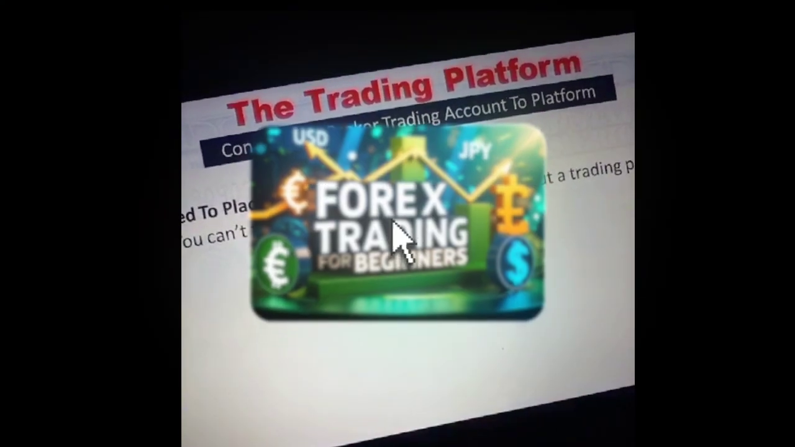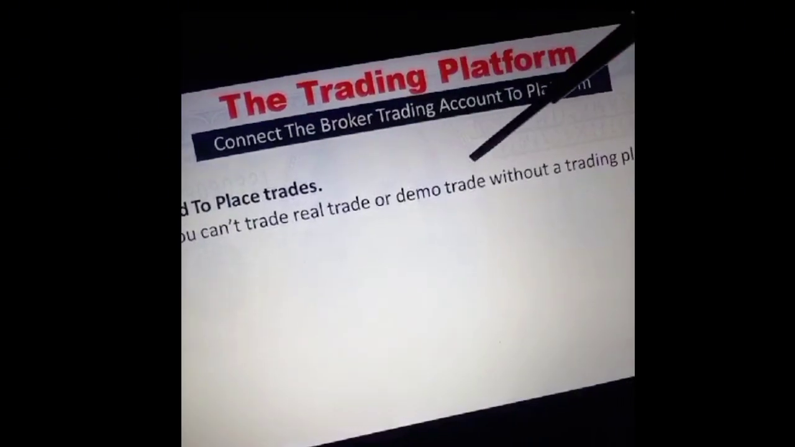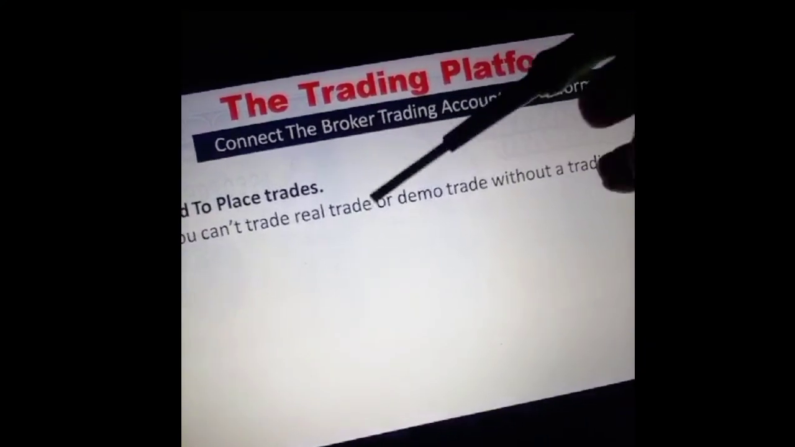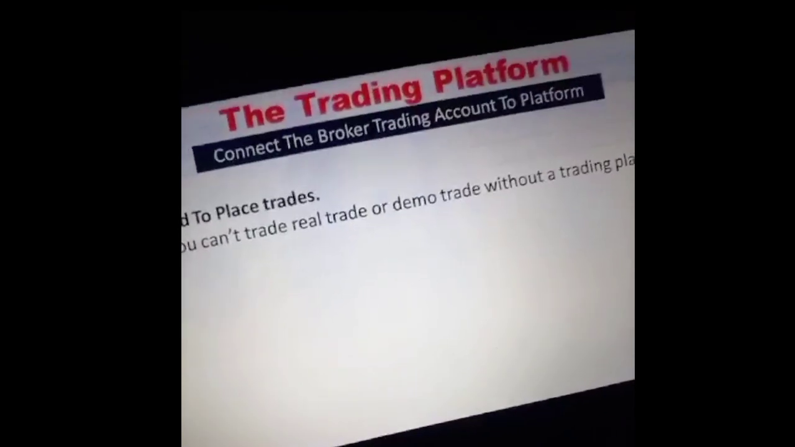Now that you are learning Forex, you will need to place a trade. But you can't trade either on real account or demo account. Yes, you can create a real account and create a demo account, but you can't trade on them without a trading platform. So you need a trading platform. Okay?